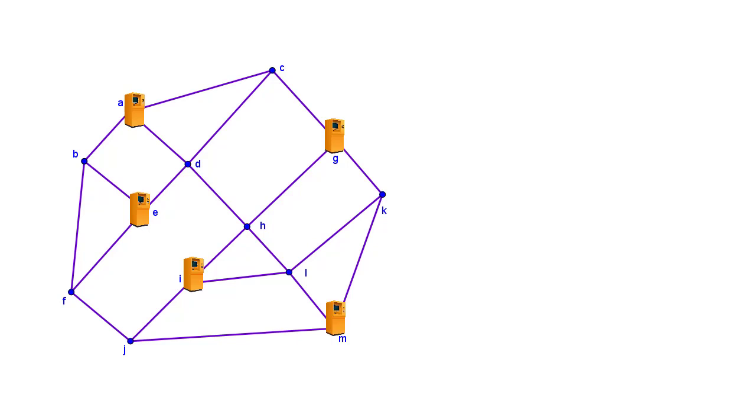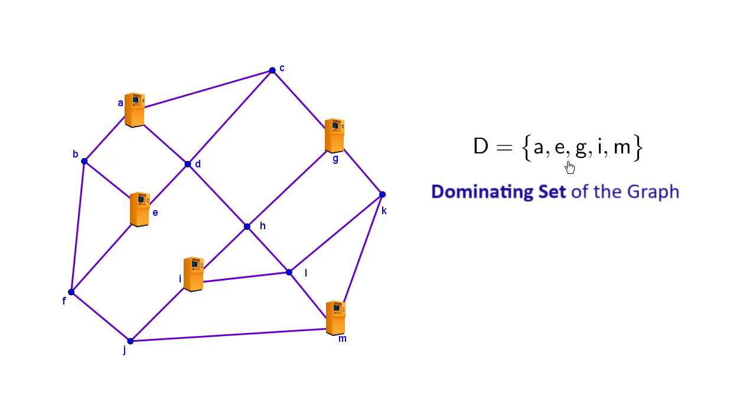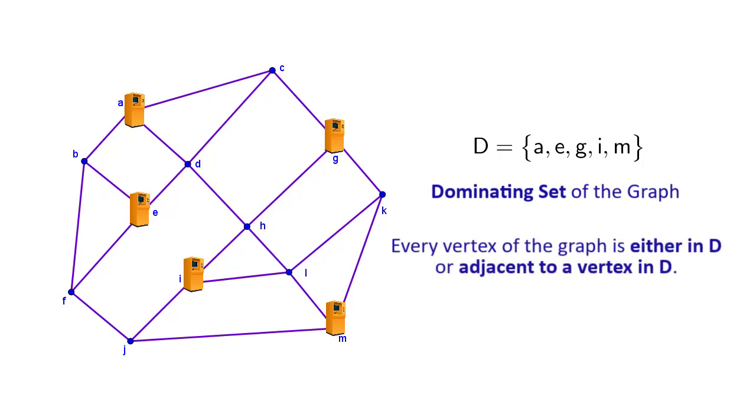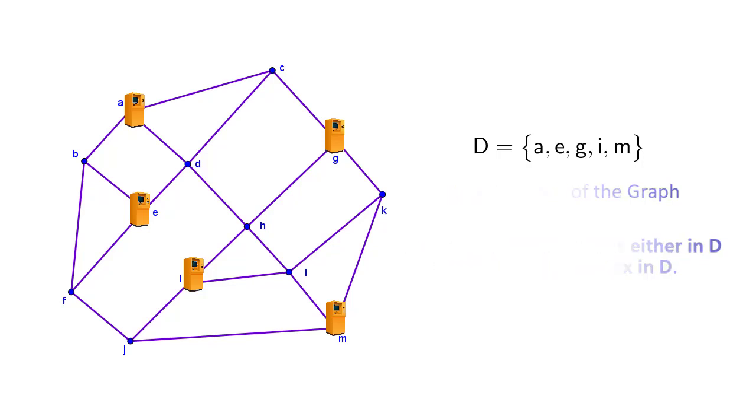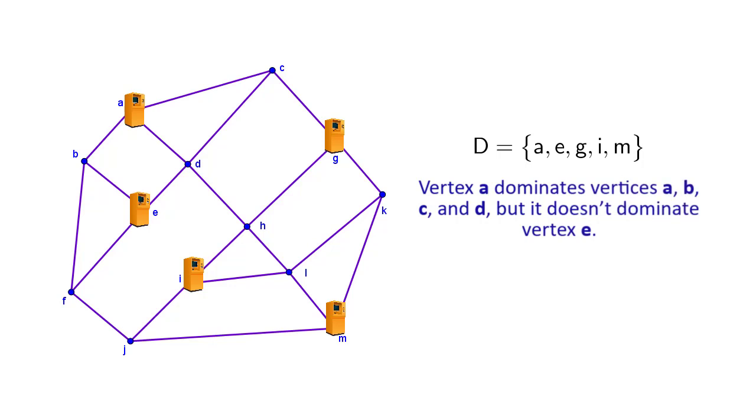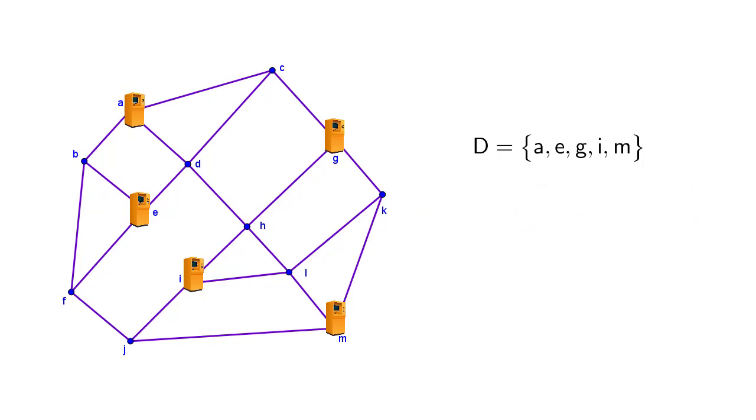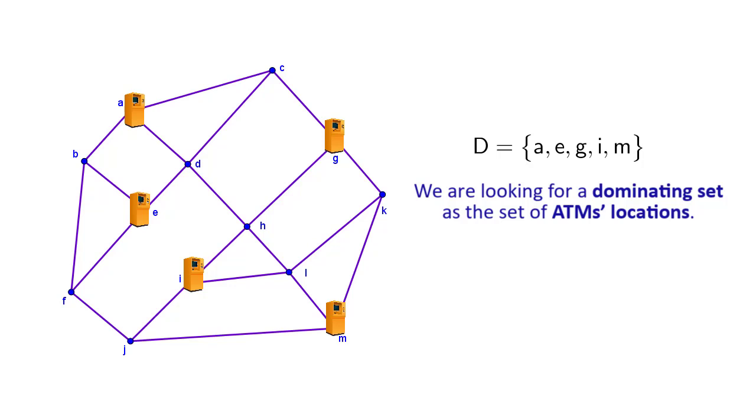In graph theory, set D is termed the dominating set of the graph. That means every vertex of the graph is either in D or adjacent to a vertex in D. As mentioned earlier, vertex A dominates vertices A, B, C, and D, but it doesn't dominate vertex E. By modeling the problem as a graph, and according to this definition, we are looking for a dominating set as the set of ATM locations.